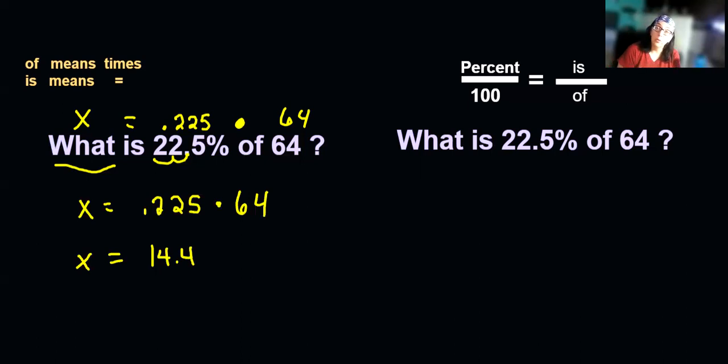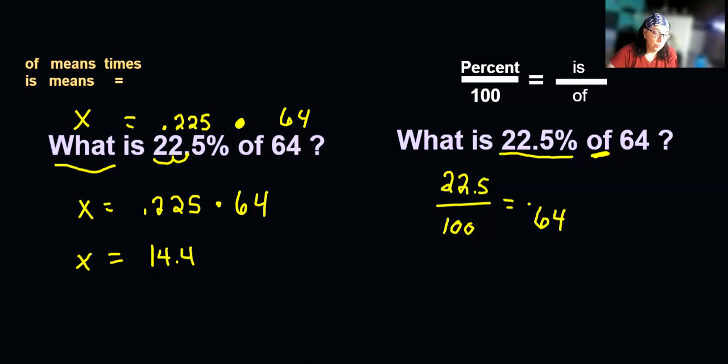All right, now let's do it with the other method. I'm going to use the proportions. Percent over 100 equals is over of. Now, it says the percent is 22.5%. There's my percent, so I'm going to put that in for percent, over 100. They tell us the of. Remember, whatever comes after the of is the of. Of is 64. Of goes on the bottom. And then what is? We're looking for the is.